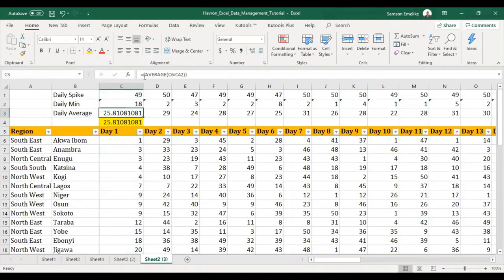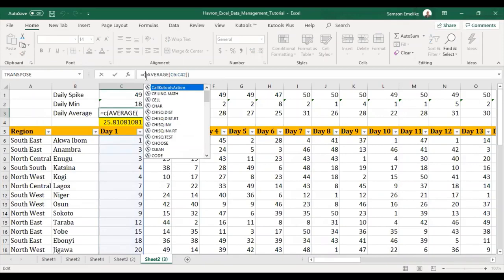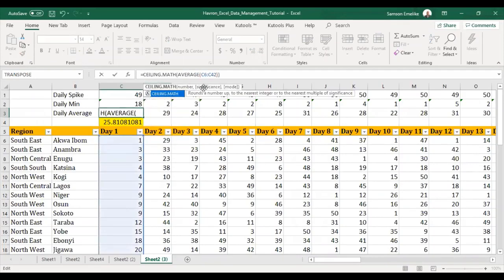Okay, good. So I am back here. I am putting ceiling here. Sometimes the description on screen says it rounds a number up to the nearest integer or to the nearest multiple of significance or whatever. You may not really understand it until you begin to do the operations. So that is what I want us to do now. For me, I didn't really understand what it's talking about. Okay, so I'm not looking for the maths, I'm just looking for the ceiling, which is this one.